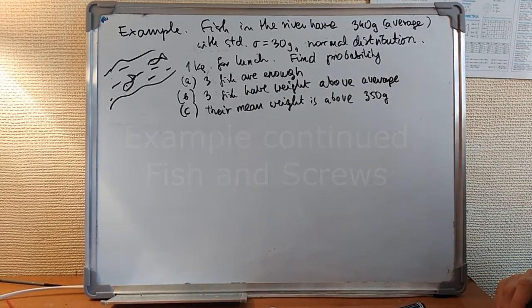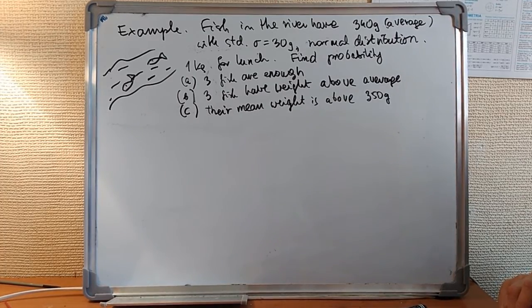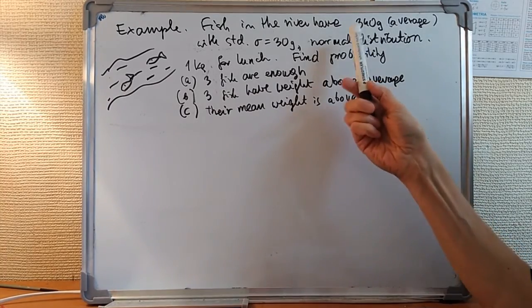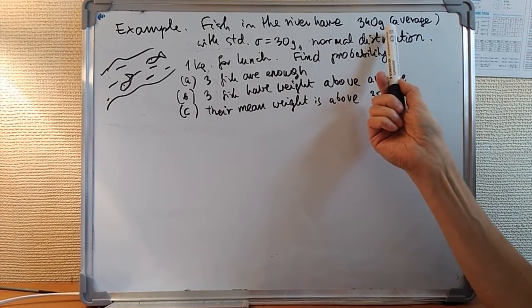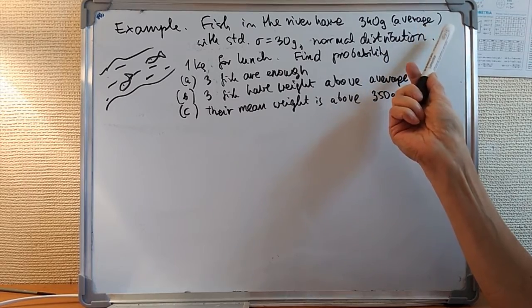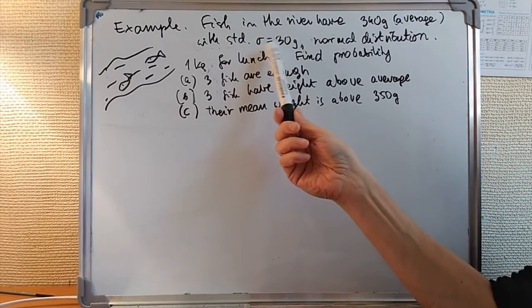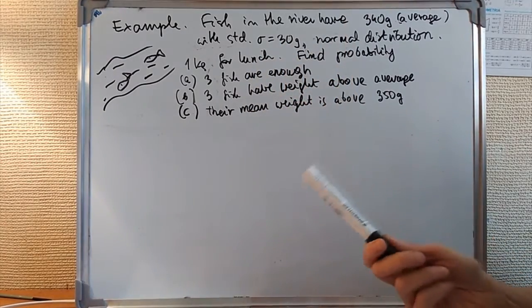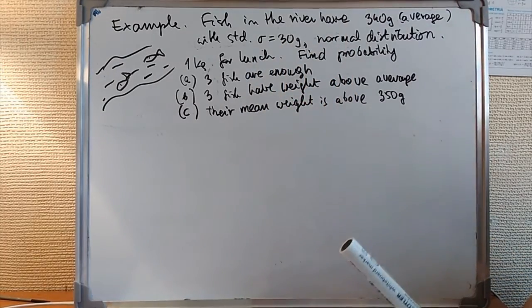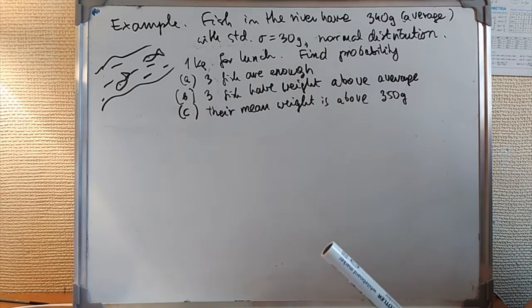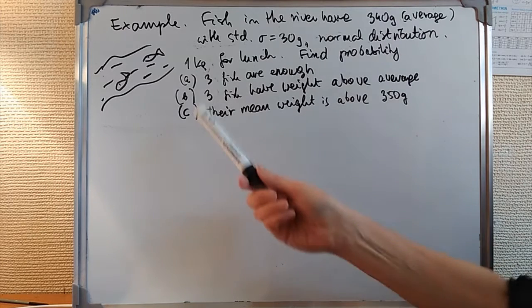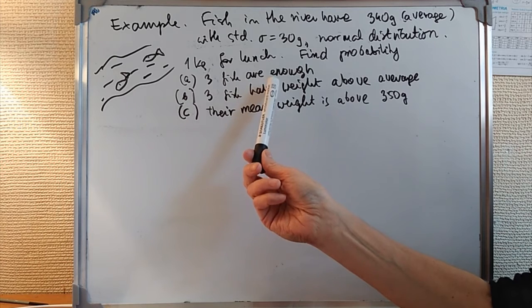We have a river and fish in the river. And we know that fish in the river have 340 grams of weight on average, with standard deviation sigma equal 30 grams. And we assume that they have normal distribution of weight. We need 1 kilogram of fish for lunch. Let us find the probability that 3 caught fish are enough for lunch.